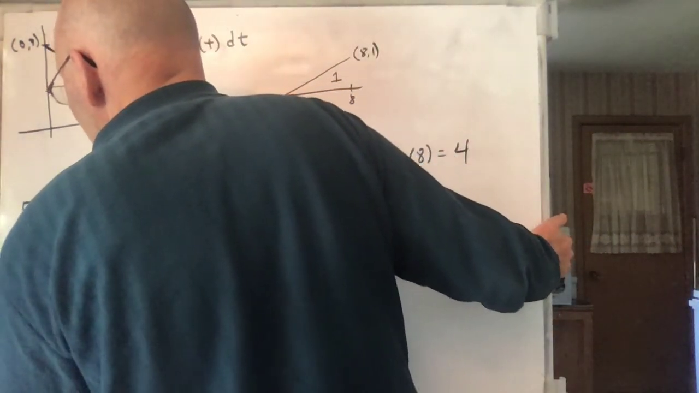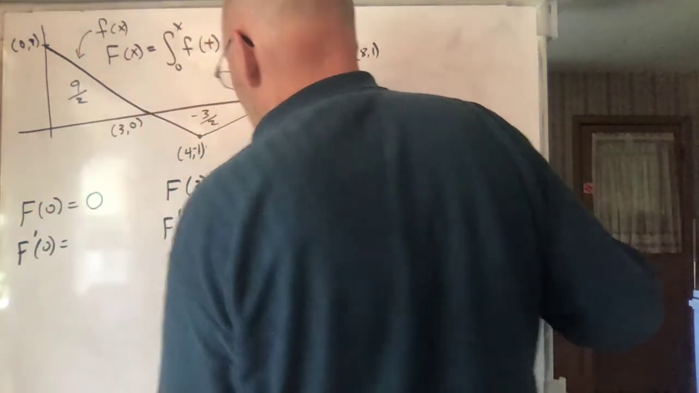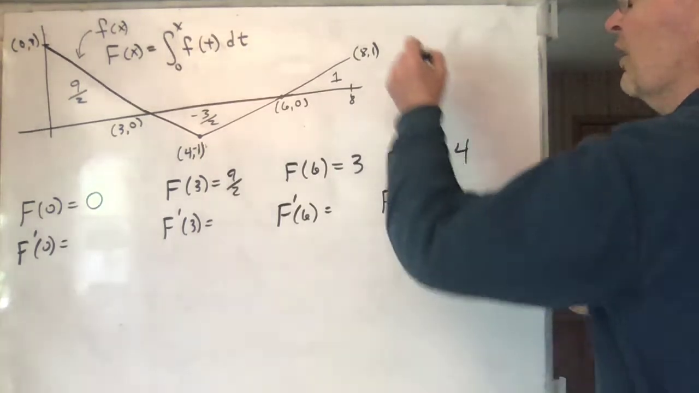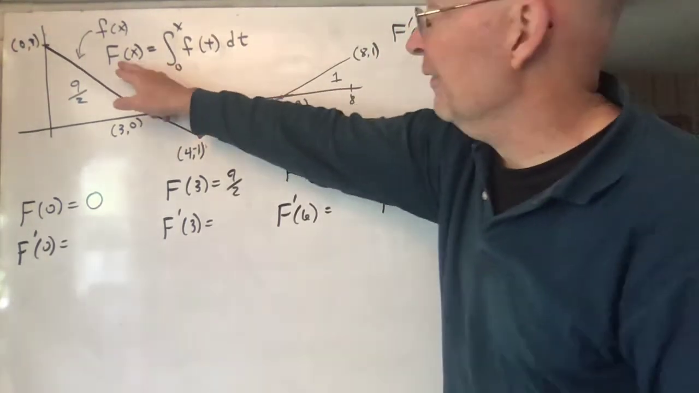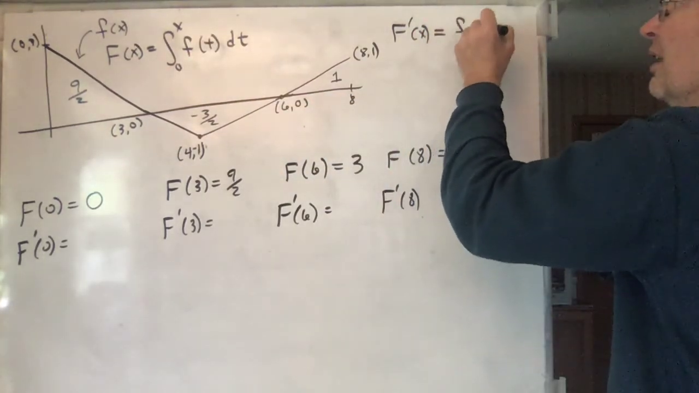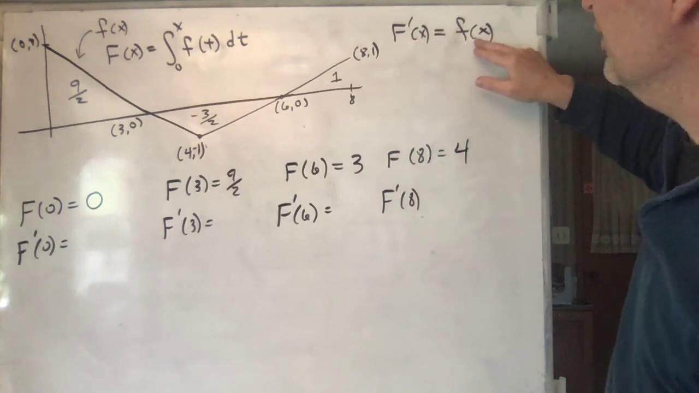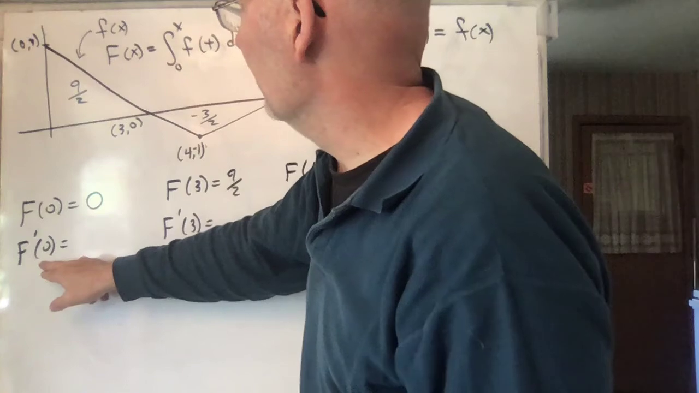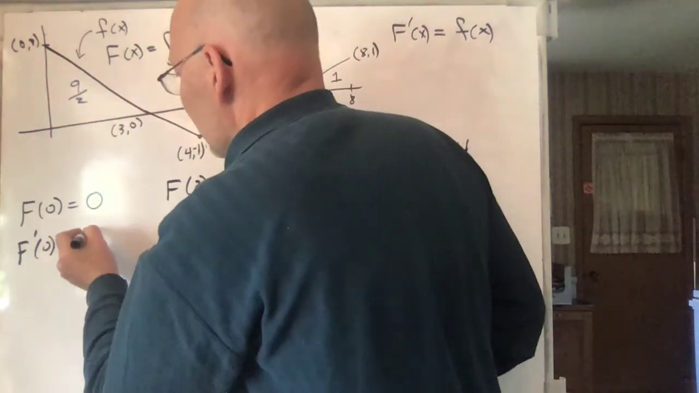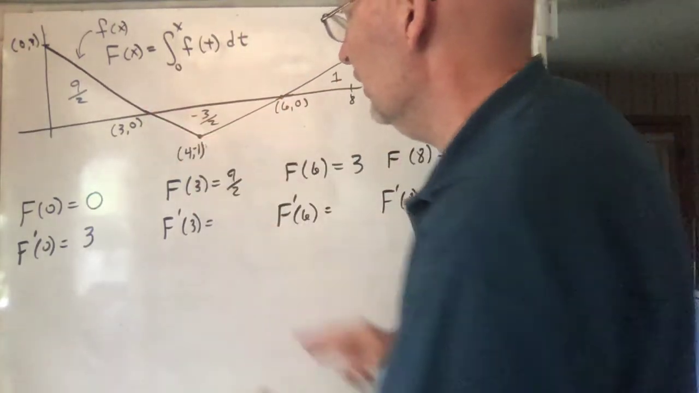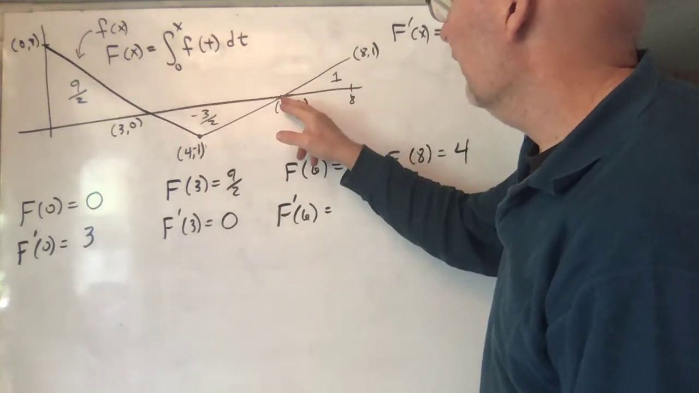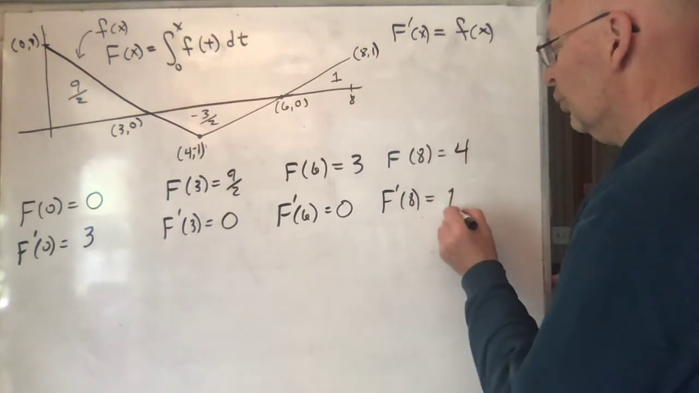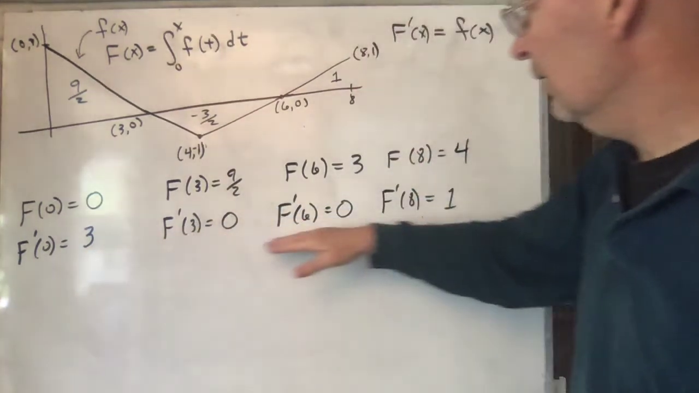How about the value of the derivative at these points? Well, recall that the derivative of capital F is just the value of small f, right? The rate at which this area function grows depends on the height of your small f. So, what's the value of small f at these points? The value of small f at 0 is 3. The value of small f at 3 is 0. The value of small f at 6 is 0. And the value of small f at 8 is 1. So the rate at which capital F is growing at those points is right there.